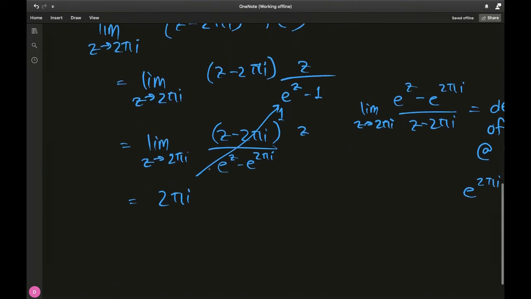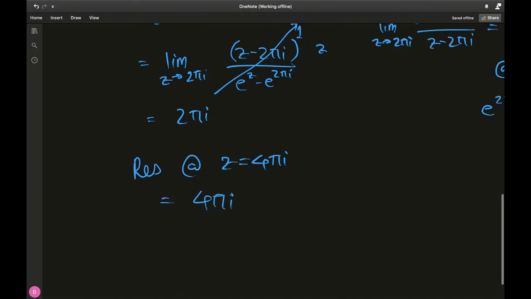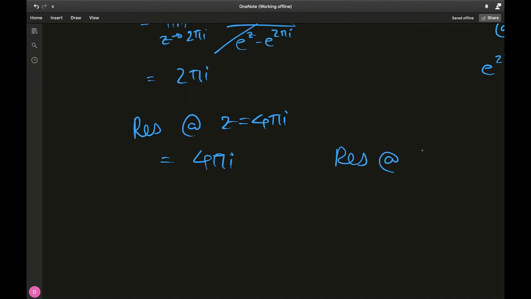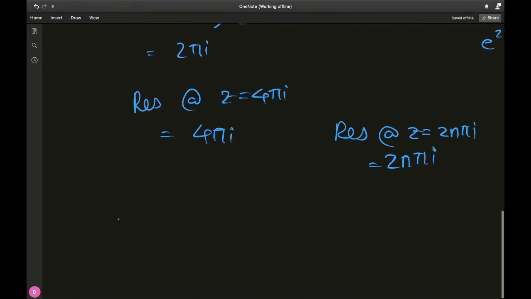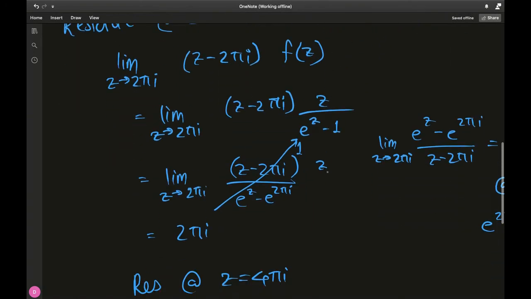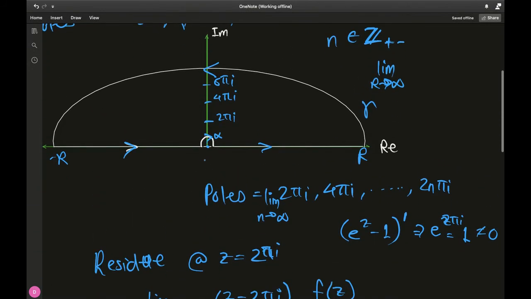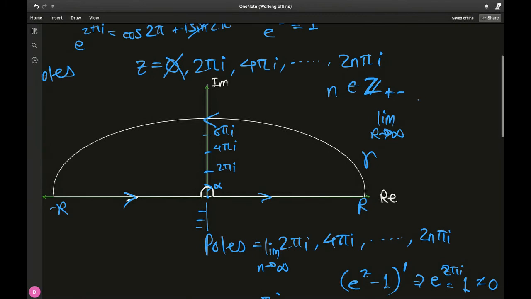And this holds true for any pole. So the residue at z equals 4 pi i is going to be 4 pi i by the same arguments. So the residue at any general 2n pi i is going to be 2n pi i. And how is this helpful? That's because the contour integral of f of z dz is equal to 2 pi i times the sum of residues inside the contour. If you're asking, well, we could have taken the negative integers as well, we're not doing that because negative integers would be outside the contour. They would be below, on the negative imaginary axis, and that's outside the contour. So we ignore the negatives and the 0, just positive integers.